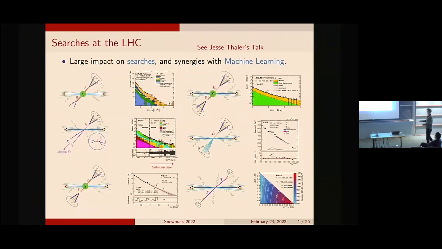This is by now an extremely well-developed field. There are hundreds and hundreds of searches at CMS and ATLAS which use all of these techniques. It's had a huge impact and also very nice synergies with machine learning. In fact, it was one of the places where machine learning techniques were first introduced to better understand the patterns of energy within these jets. I think Jesse Thaler will talk about this more in the talk after this.